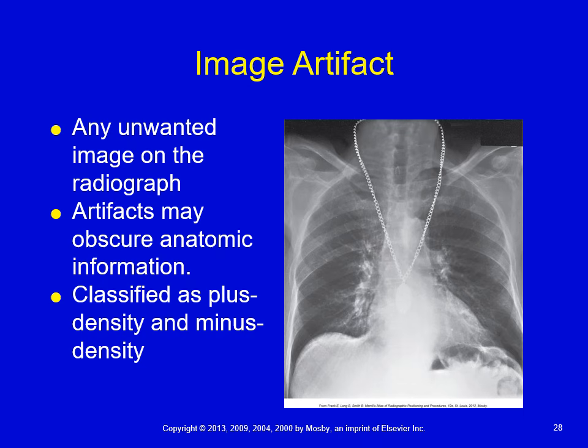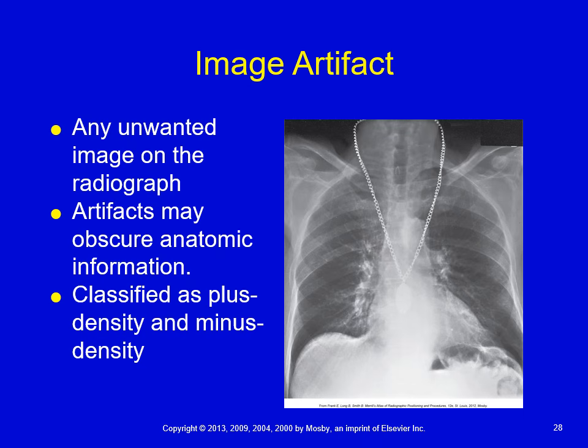All right, artifacts themselves can be lighter or darker than the image. So we would classify them as a plus density or a minus density artifact. This one that you see right here is considered to be a minus density artifact. It is lighter than the surrounding area, meaning the necklace is lighter than the surrounding area. Some of the density is missing, is the way that I look at it or interpret it.